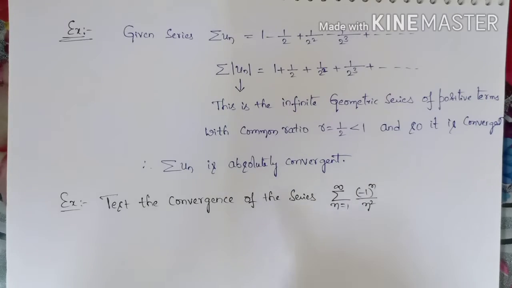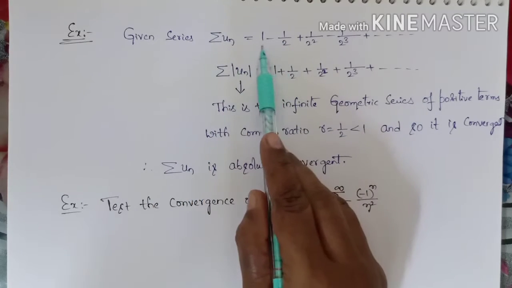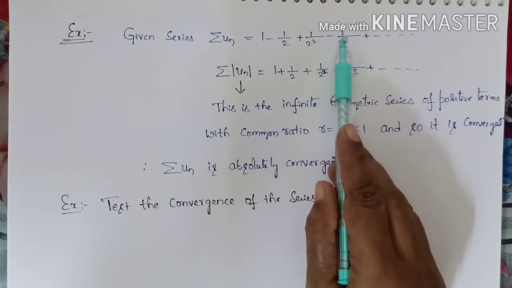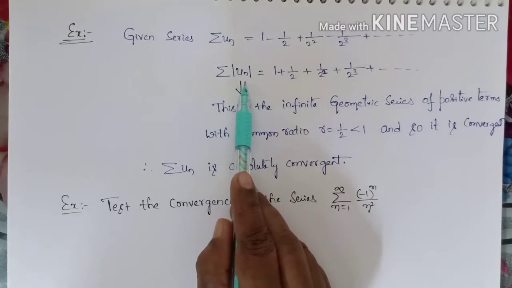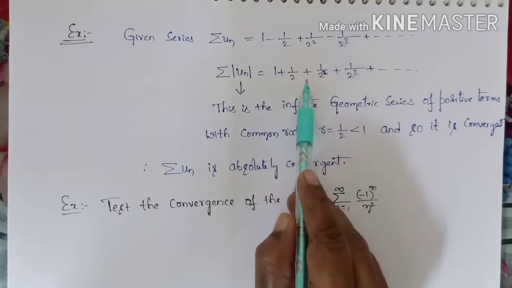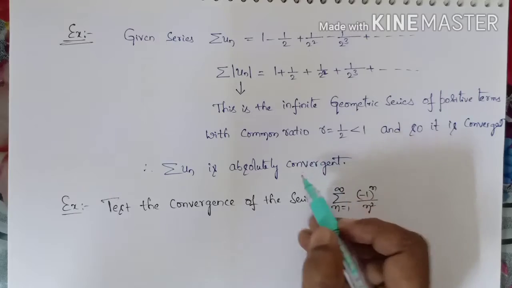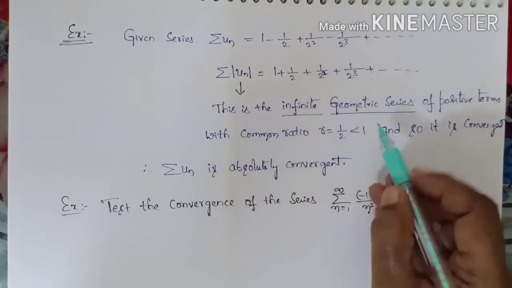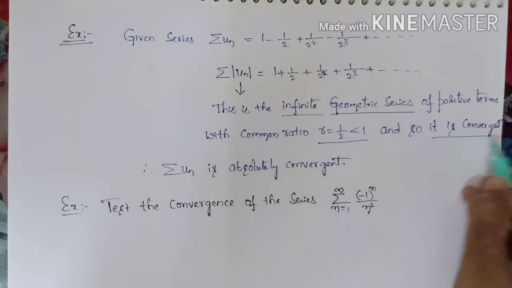We take one example. Given series sigma un equal to 1 minus 1 by 2 plus 1 by 2 square minus 1 by 2 cube plus and so on. Sigma mod un, by making all its terms positive, is 1 plus 1 by 2 plus 1 by 2 square plus 1 by 2 cube plus and so on. Obviously this is an infinite geometric series.